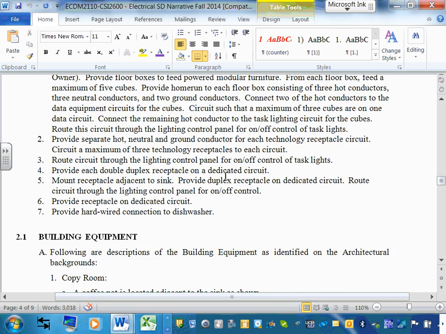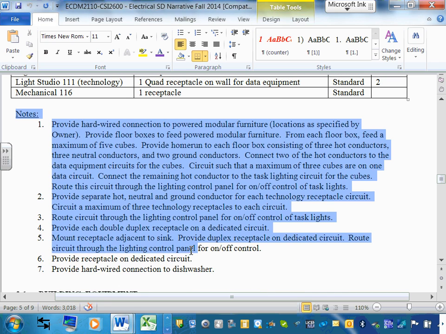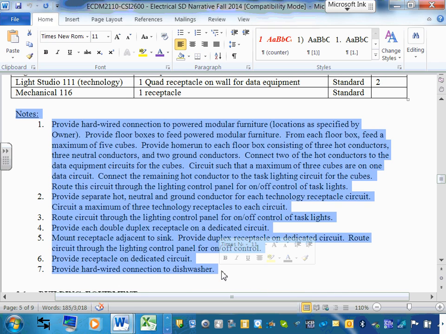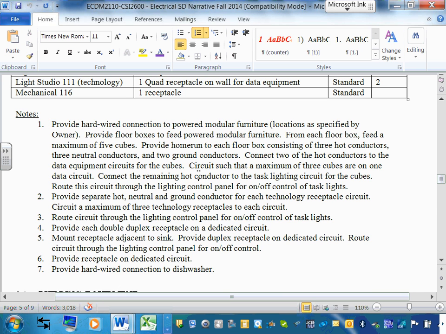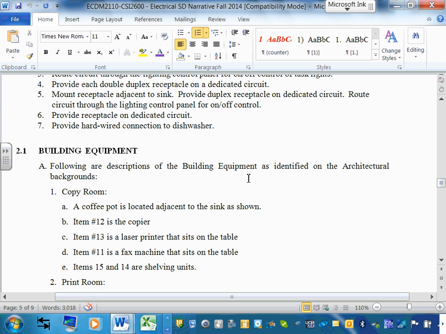Any comments about the receptacle? Please pay attention to the notes here. I'm not going to read all of them. As we go through, we will be going through these items as you start designing them. But please, before you ask me, guys, read through them. There's a lot of criteria. You go room by room, read what the requirement is. If you still don't understand it, then you can ask me.